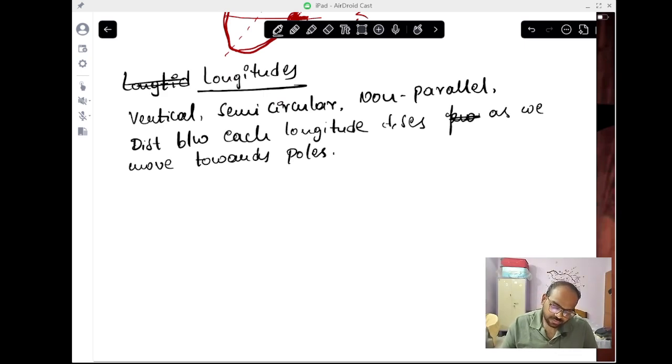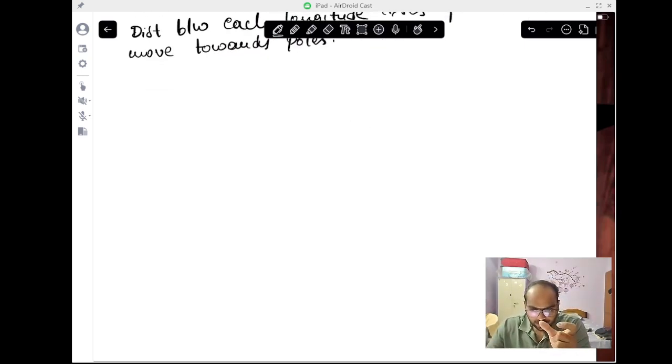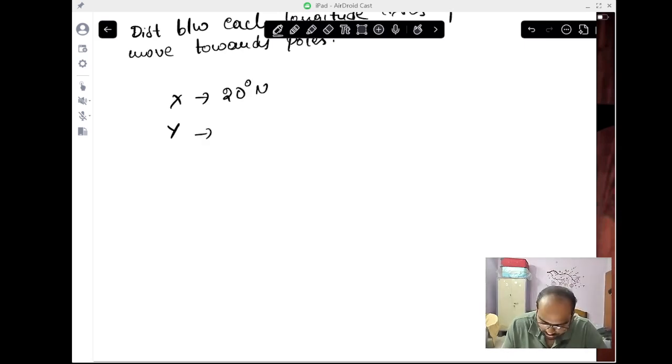By using longitude, we can name or locate a certain place accurately. If I say there are two places x and y, they both are on 20 degrees north. Where is x on 20 degrees north? Is it towards east or west? Where is y? So to determine where a place on the same latitude is located, we use longitudes. On the same latitude there are east and west. To locate a place accurately, we use longitudes.